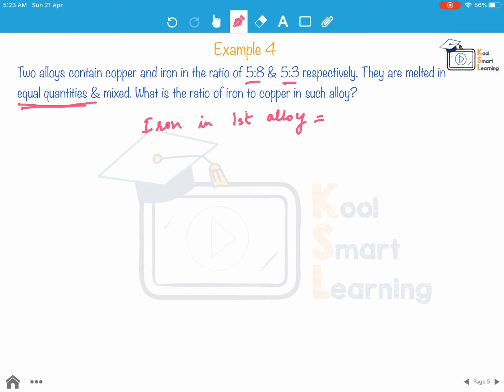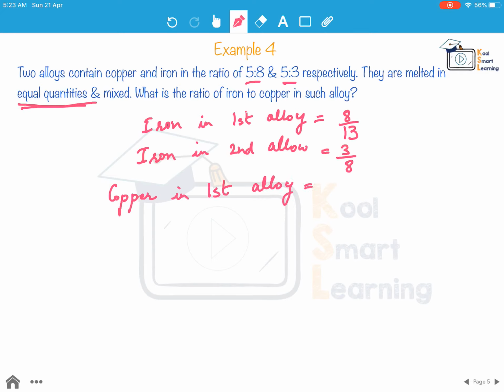How much is the iron? The ratio is copper to iron. So we'll say 8 by 5 plus 8, 13. And iron in the second alloy is 3 by 3 plus 5, which is 8. Similarly, we'll find out copper in the first alloy, which is given by 5 divided by 5 plus 8, which is 13.